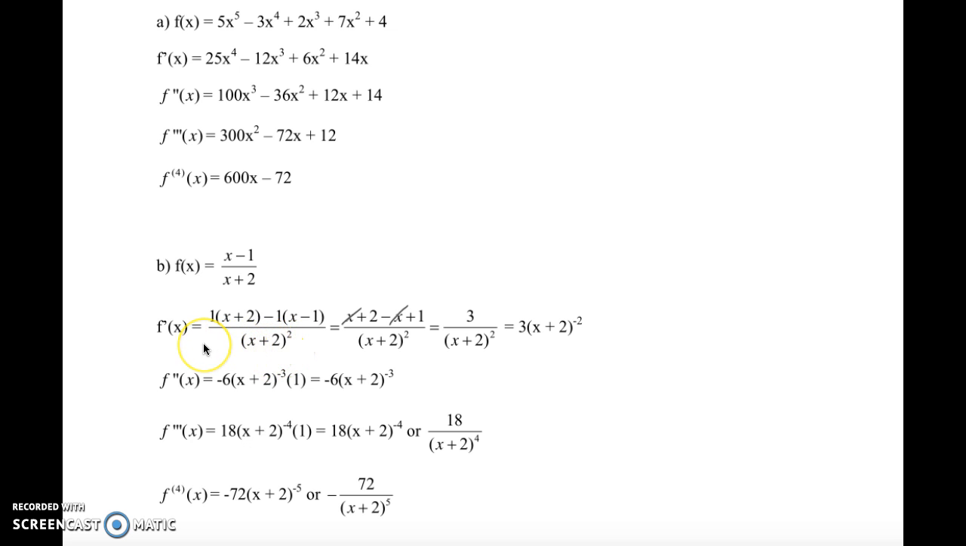Going ahead and distributing and canceling out, our x's are actually going to cancel, leaving us with just a 3 on the top over x plus 2 quantity squared. And if we wanted to write it without a denominator, we could bring it up to the numerator with a negative exponent.